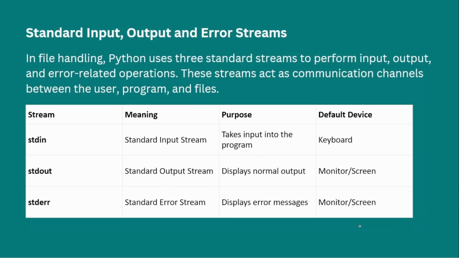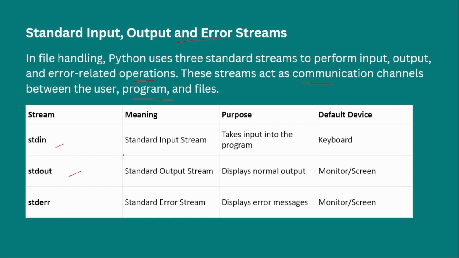Okay. So next is standard input, output, and error streams. In file handling, Python uses three standard streams to perform input, output, and error related operations. These streams act as communication channels between user, program, and files. So we have standard in. This is standard input stream. It takes input into the program. The default device is keyboard.